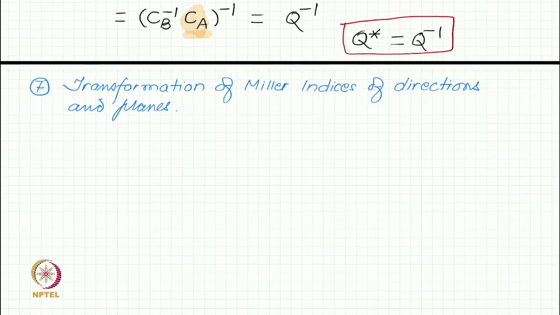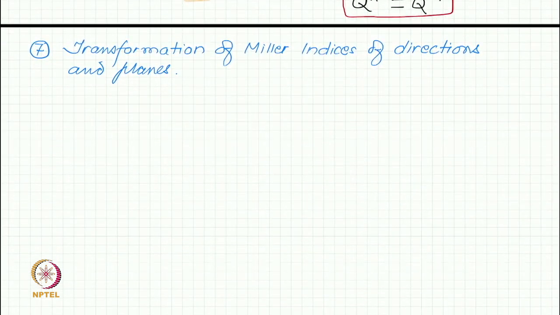Now, just a comment, not a new result. You have already derived how you will transform. In fact, I can take a quiz now: given the Miller indices of a direction, how will you transform the Miller indices with respect to one coordinate system to the indices of the same direction with respect to another coordinate system?